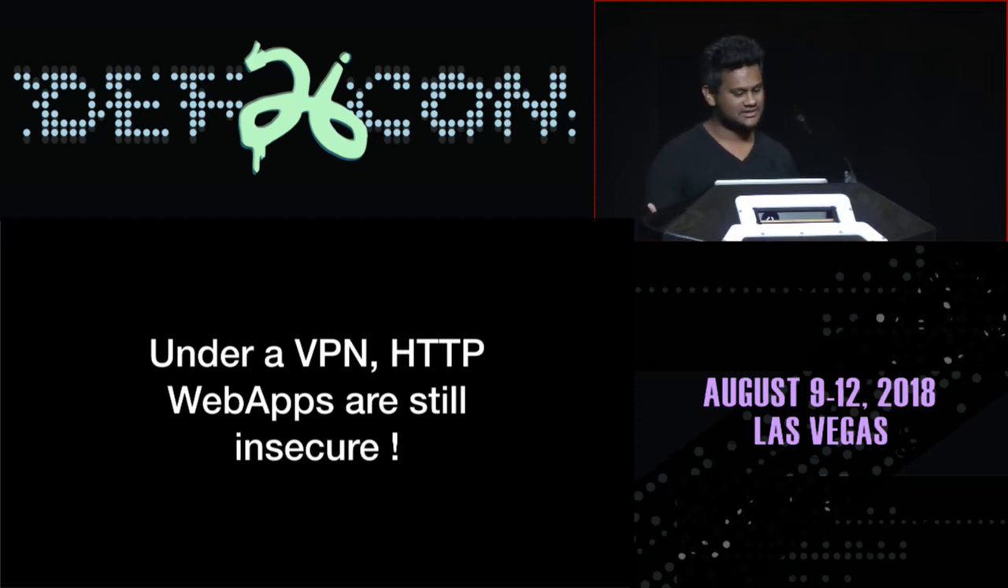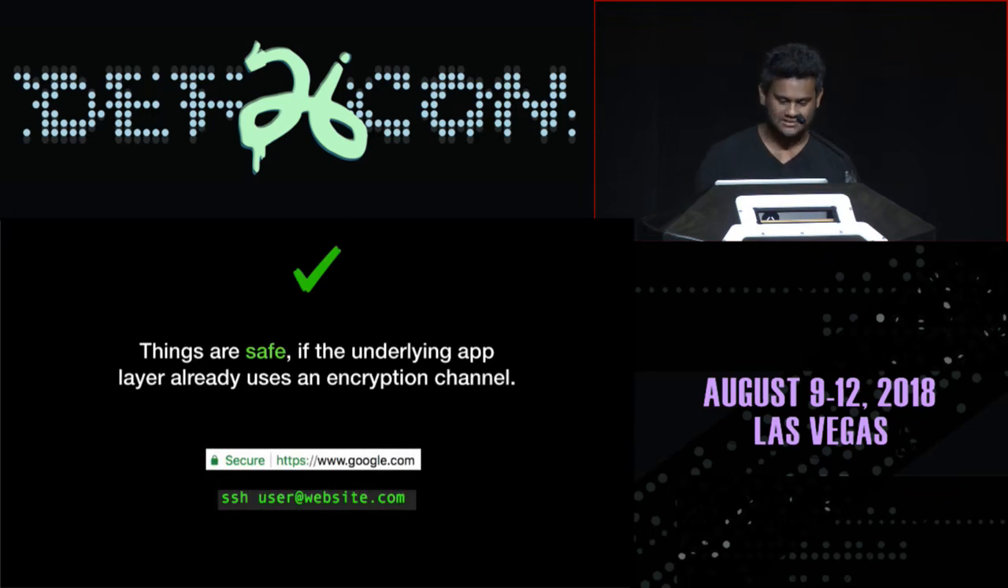So what does it say? The Oracle attack is basically: under a VPN, HTTP web apps are still insecure. So if you are using a VPN purely to protect yourself from insecure websites that don't already have HTTPS enabled, for example, you're trying to access a website in your corporate network, or a website whose owners don't know what Let's Encrypt is, or are lazy enough to not understand that, then those websites are vulnerable.